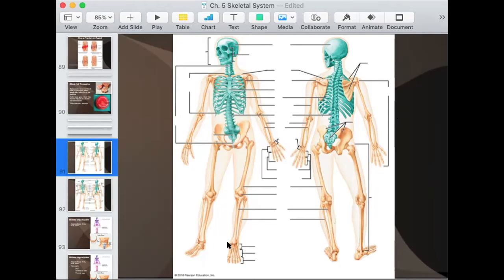So tarsals, ankles, and then what makes up the sole of your feet? Those are metatarsals. Just like your hand has carpals and metacarpals, your foot has tarsals and then metatarsals. And then phalanges will be your toes. They're numbered 1 through 5. So you say your first metatarsal is your toe bone, second metatarsal, and so on down to your fifth metatarsal.